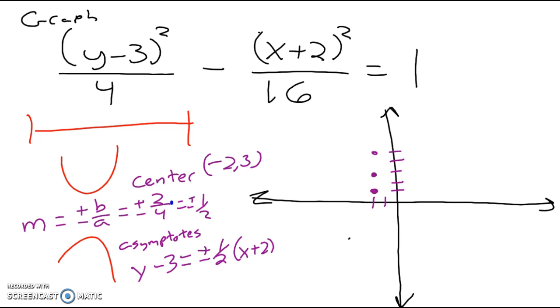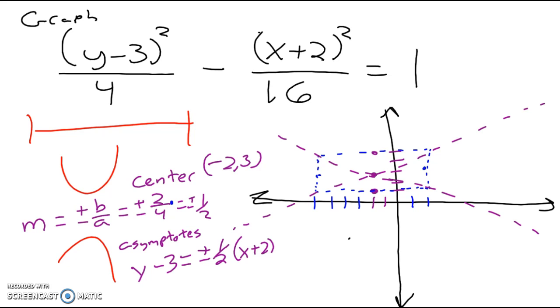So from this x radius being 4, 1, 2, 3, 4, and 1, 2, 3, 4, we can create this box whose corners go through the asymptotes. So these asymptotes have a slope of plus or minus 1/2, coming through both this way and this way.